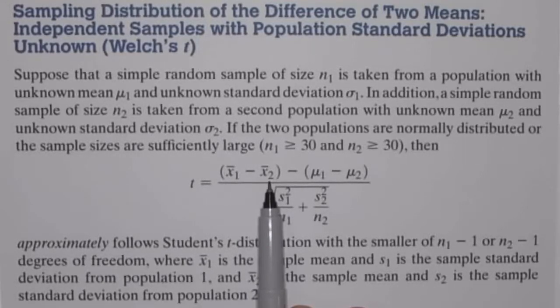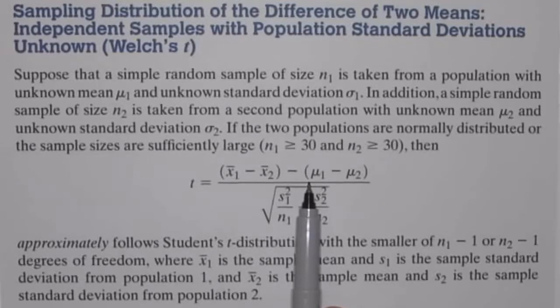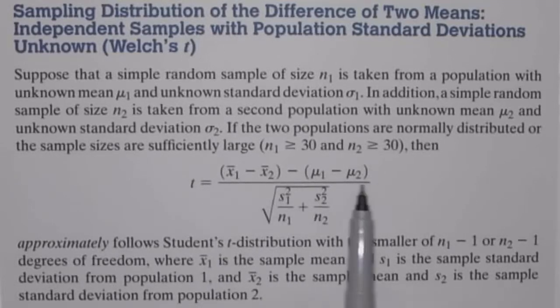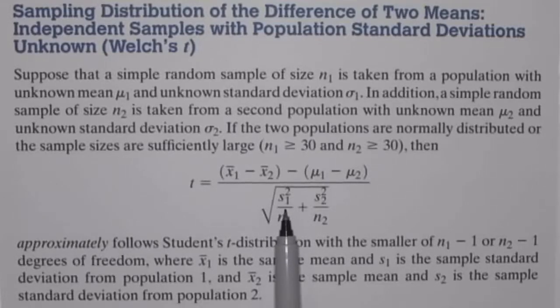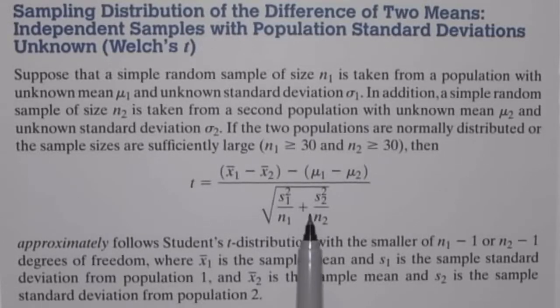minus x bar 2 in quantity minus the quantity mu sub 1 minus mu sub 2 in quantity all over the square root of s sub 1 squared divided by n sub 1 plus s sub 2 squared divided by n sub 2 approximately follows student's T distribution with the smaller of n sub 1 minus 1 or n sub 2 minus 1 degrees of freedom, where x bar sub 1 is the sample mean and s sub 1 is the sample standard deviation from population 1, and x bar sub 2 is the sample mean and s sub 2 is the sample standard deviation from population 2.